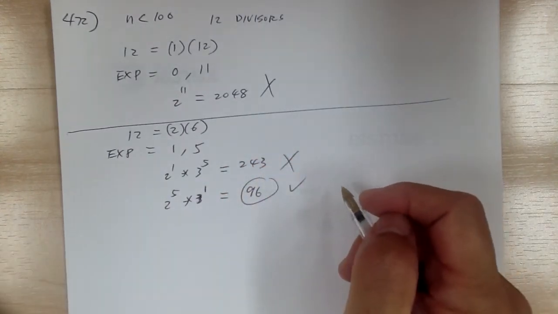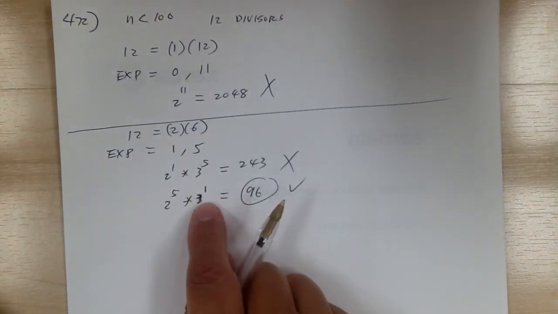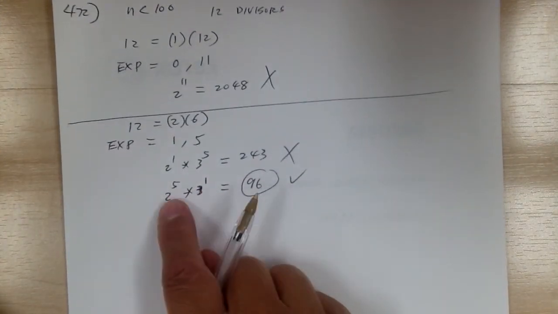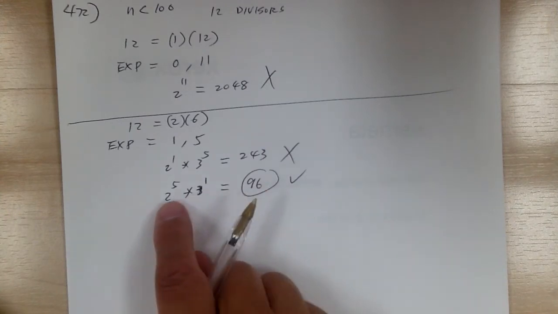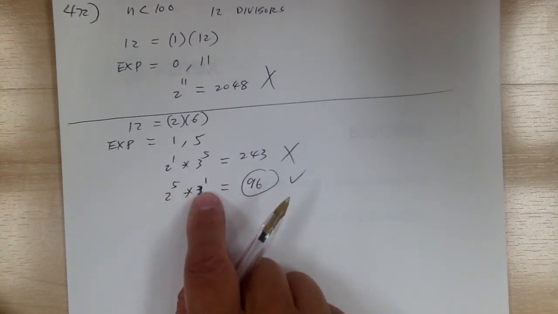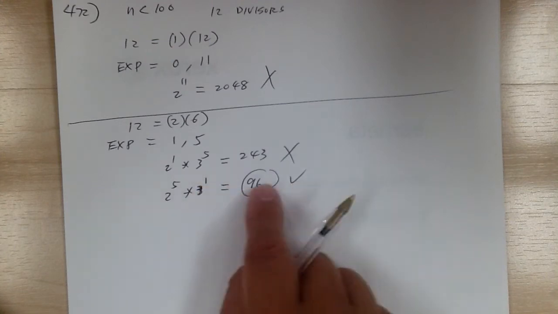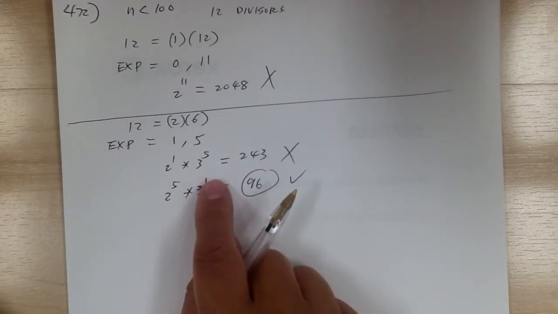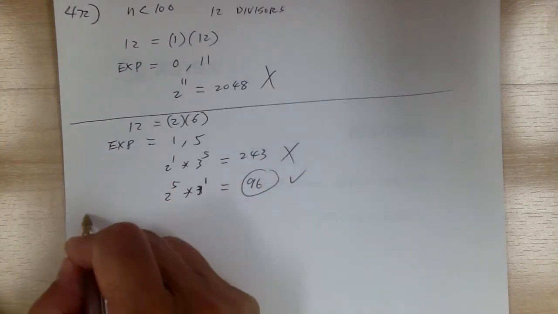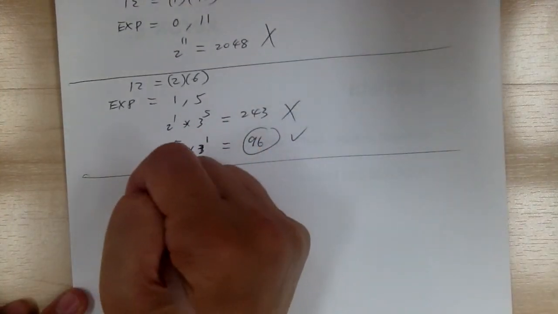Now you also can try, instead of 2 and 3, 2 and 5. But with 2 and 3, you already reach your limit. So if you try 2 to the 5 times 5 to the 1, it's going to exceed that already. If this is 5 to the 1 or 7 to the 1, it's going to be no good already. Okay, so let's try the next combination.